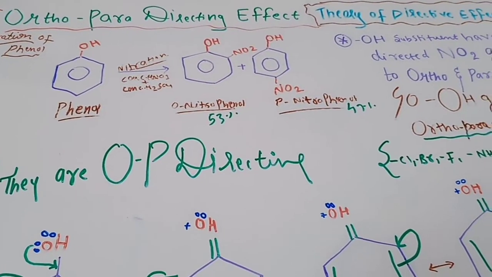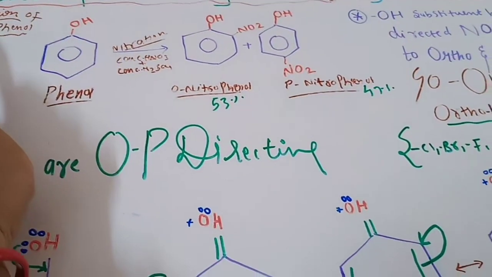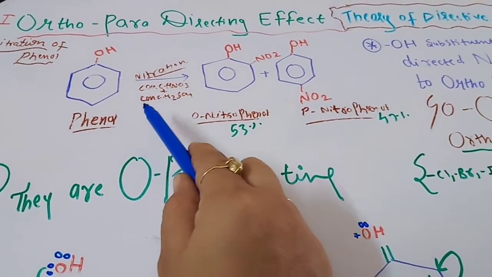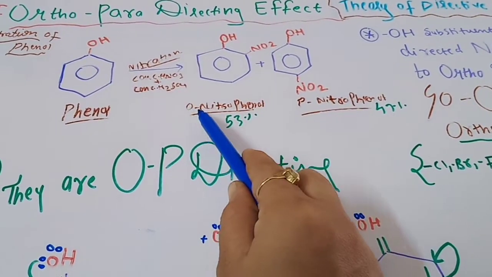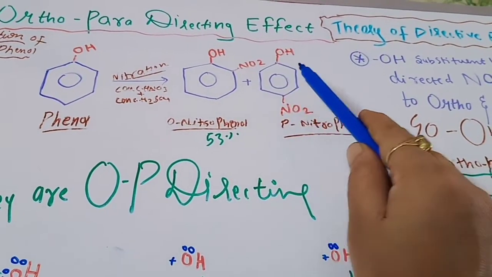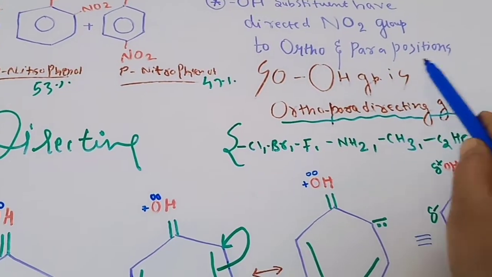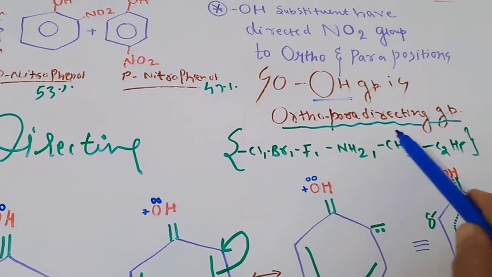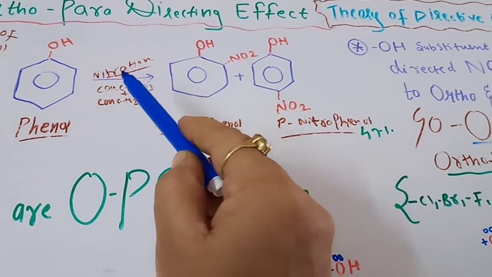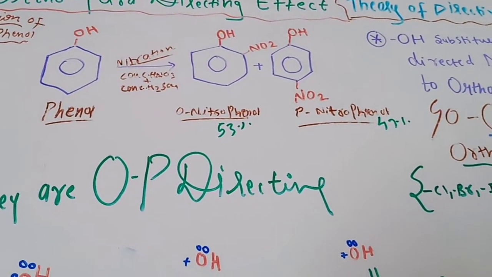Now we will see the ortho-para directing effect. To explain it, we will look at the example of the nitration of phenol. When phenol undergoes nitration in the presence of concentrated HNO3 and concentrated H2SO4, it forms a mixture of ortho-nitrophenol and para-nitrophenol, as the OH substituent has directed the NO2 group to the ortho and the para position. So the OH group is our ortho-para directing group. In this reaction, we have seen that the OH group has directed the incoming NO2 group to the ortho and the para position.